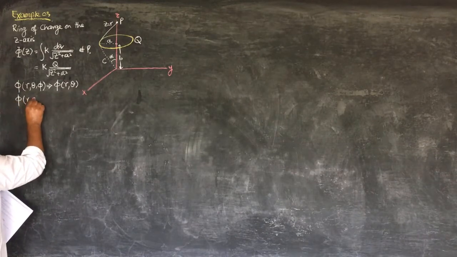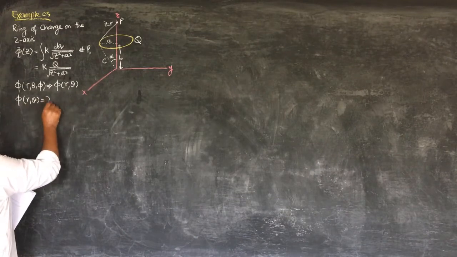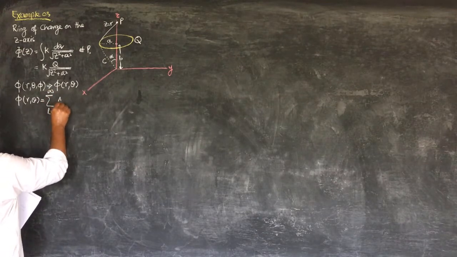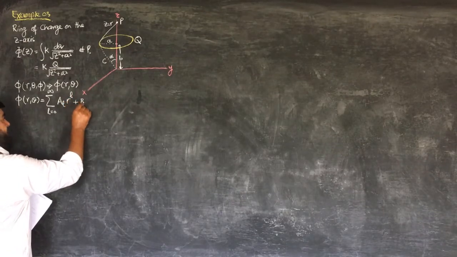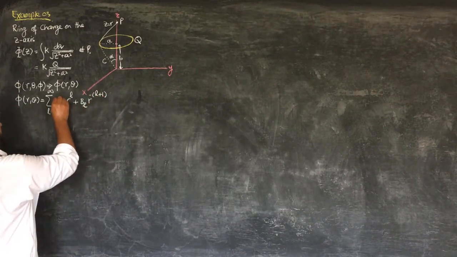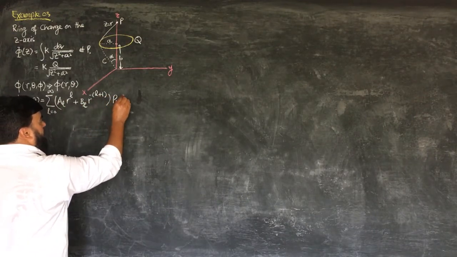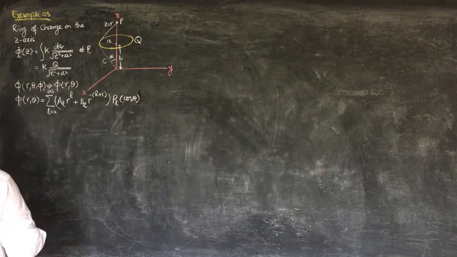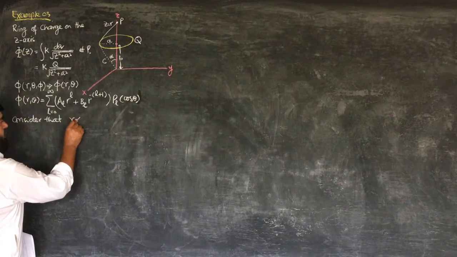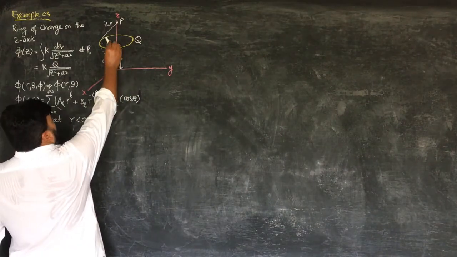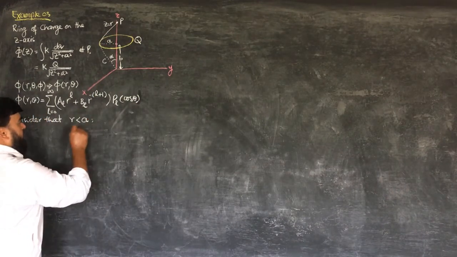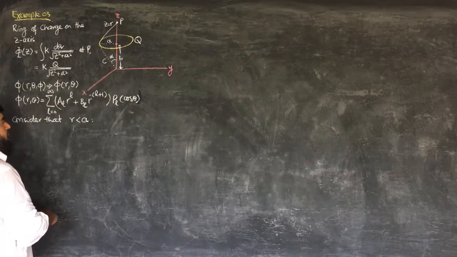And this I can write as the solution of the Laplace equation: the sum over l from 0 to infinity of A_l r to the power l plus B_l r to the power minus (l plus 1), times P_l of cos theta. Let's consider only the region where r is less than a, meaning r is less than the radius of the ring. This is just like the situation when we are inside a sphere.